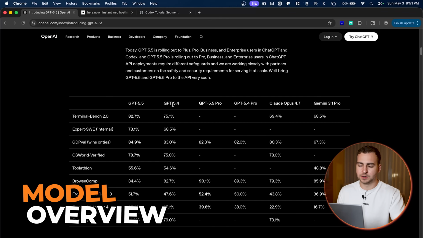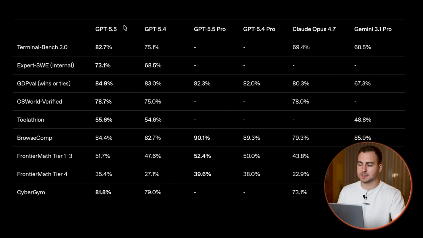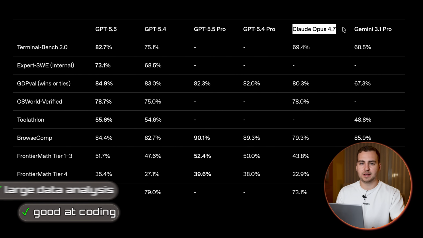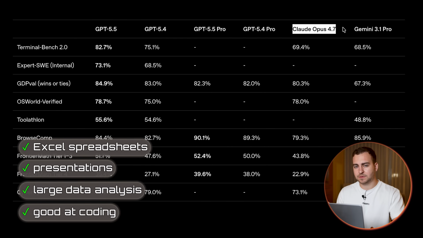First of all, what is this model? Well, it's just the new frontier model. We had 5.4, we now have 5.5. In my experience, this is the best model that currently exists. It is significantly better than Opus 4.7, especially in real world scenarios, at least for what I do.